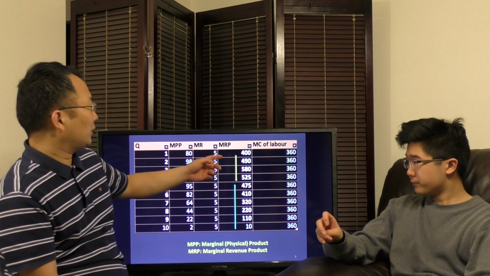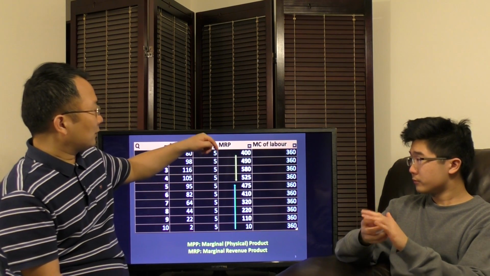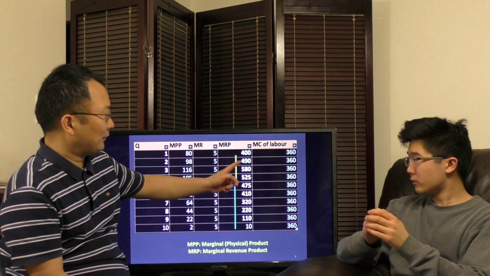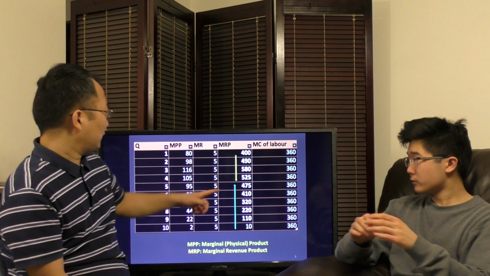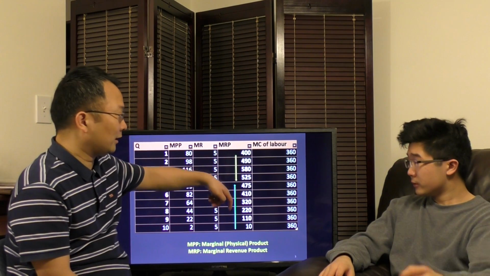We can see the marginal revenue product, the MRP, follows the same pattern. First it's increasing: 400, 490, 580. But after the fourth employee, it goes down, although it is still positive.